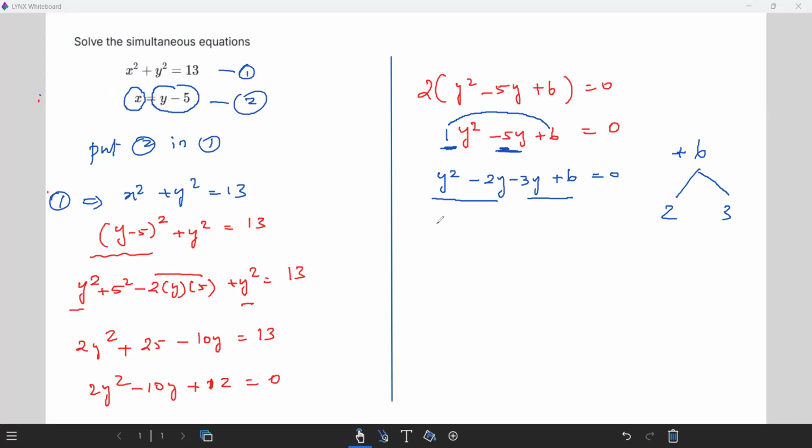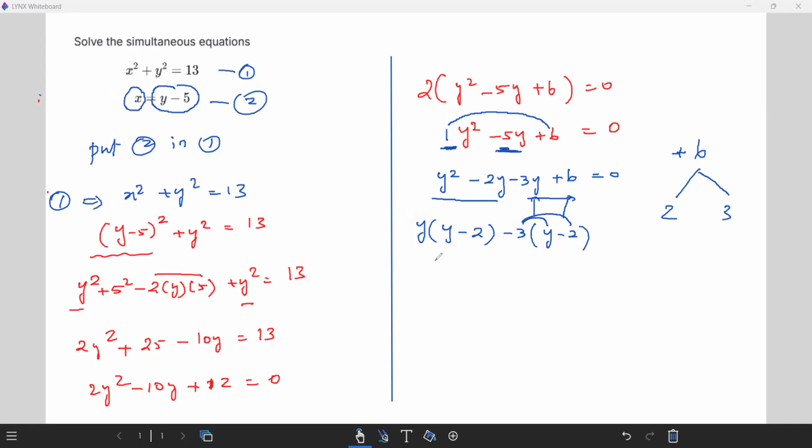Find the common factor from the first 2 terms, which is y. What will be inside will be y minus 2. And from the last 2 terms, the common factor will be minus 3. What should be inside the bracket will be y minus 2. Verifying, minus 3 into y, yes, I'm getting minus 3y. Minus 3 into minus 2, yes, I'm getting plus 6.